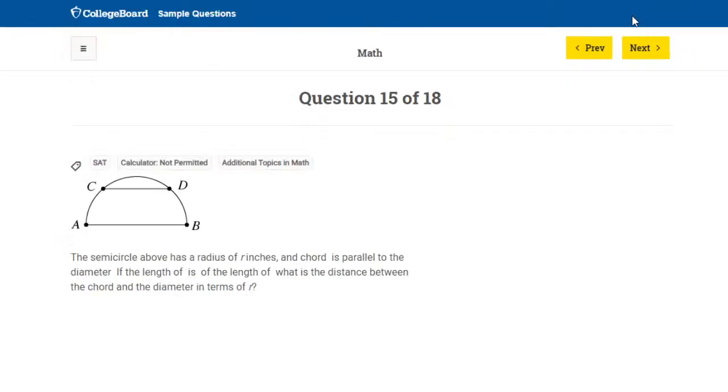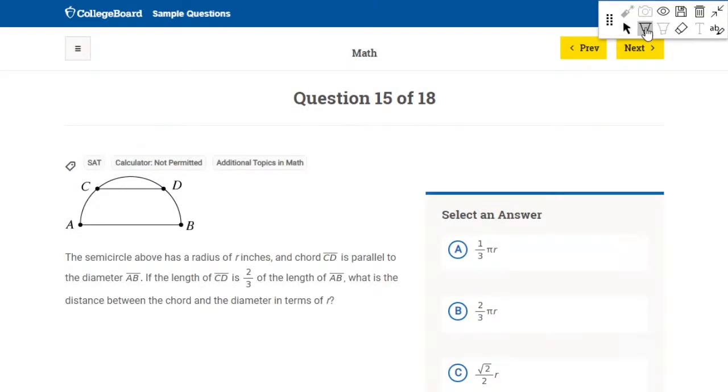So next question is geometry. The semicircle above has the radius of r inches and chord CD is parallel to the diameter. If the length of CD is 2/3 of the length of AB, what is the distance between the chord and the diameter in terms of r? So guys, what does it tell me? Let's write that r equals 2b. Then this is going to be 4b, right?